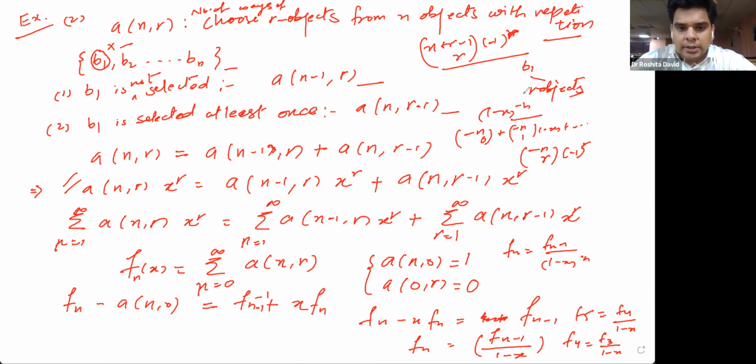So I hope you are getting this solution as well. We are trying to find the recurrence when we choose r objects from n objects with repetition. So this is the way of generating the recurrence and finding the solution by the method of generating function. Here I am taking this generating function to find the solution. I am missing x to the power r here. Any doubt in this solution?